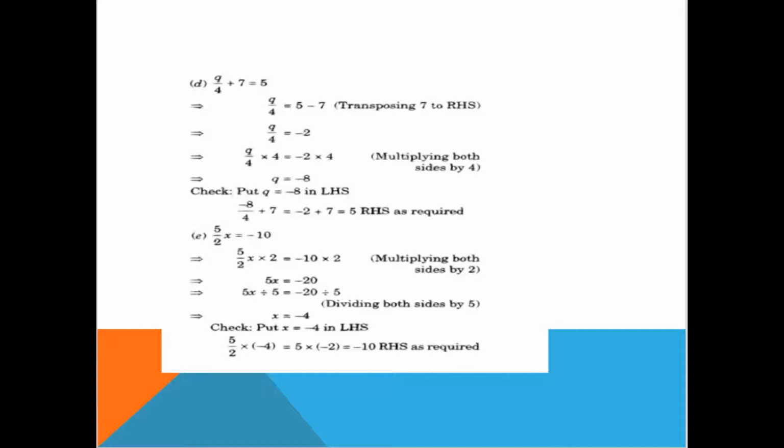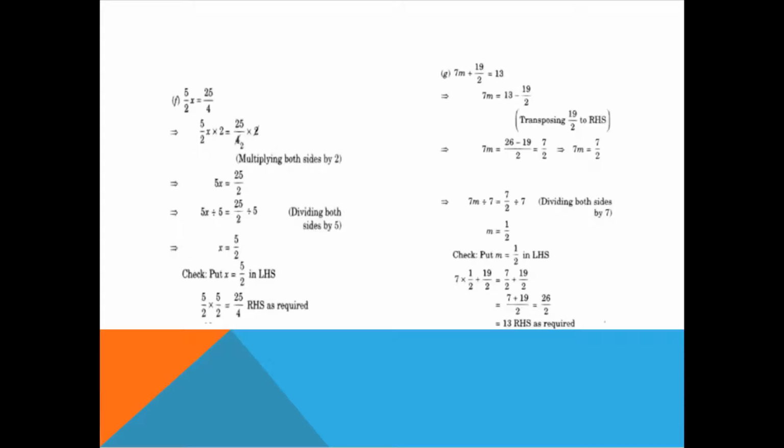For checking again, we'll put x is equal to minus 4 on our LHS. 5 by 2 into minus 4 means 5 into minus 2, equal to minus 10, which is our RHS. So our answer is correct.